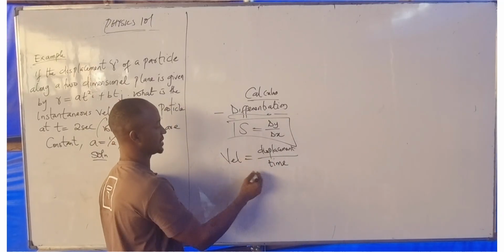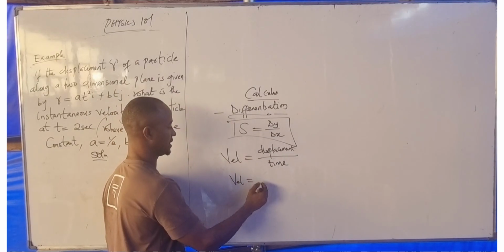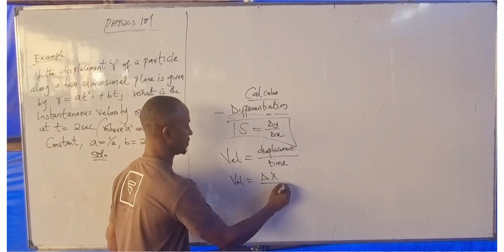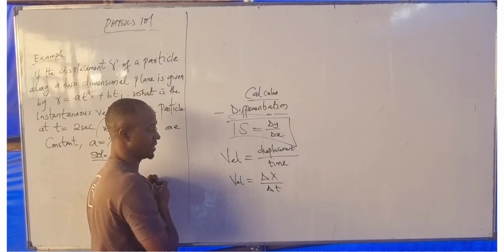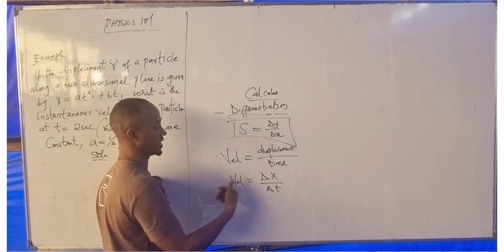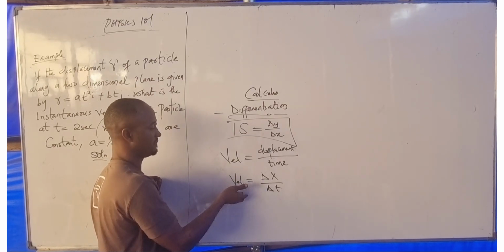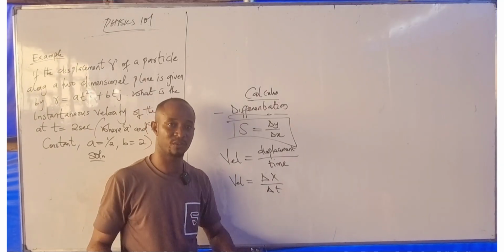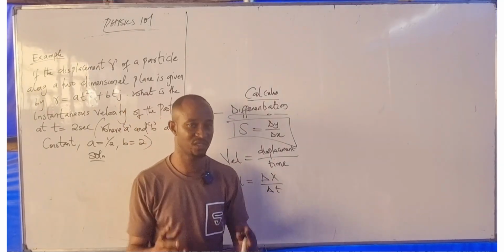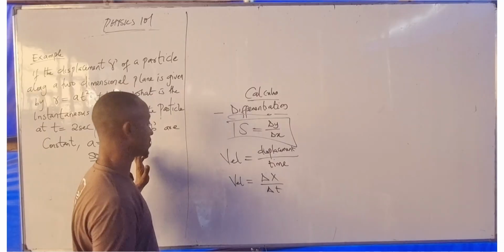That means that for velocity, I can say that a change in displacement over a change in time will give us velocity. What does that mean? When you differentiate displacement with respect to time, you're going to have velocity. I will show us how to differentiate. Differentiation is very simple. If you understand the concept of differentiation, you understand what I'm about to do here.